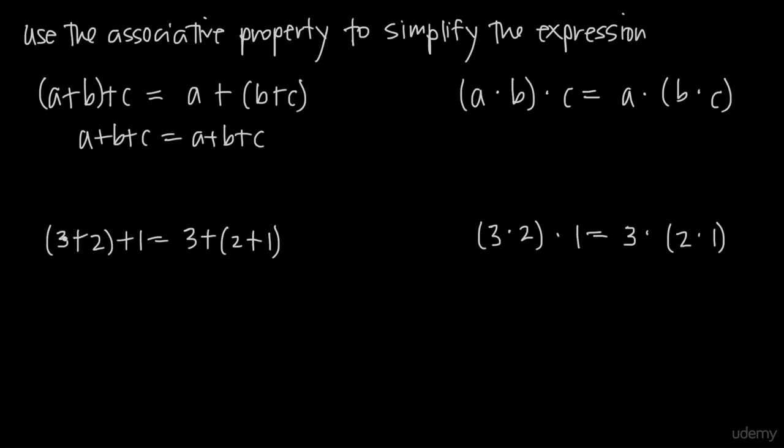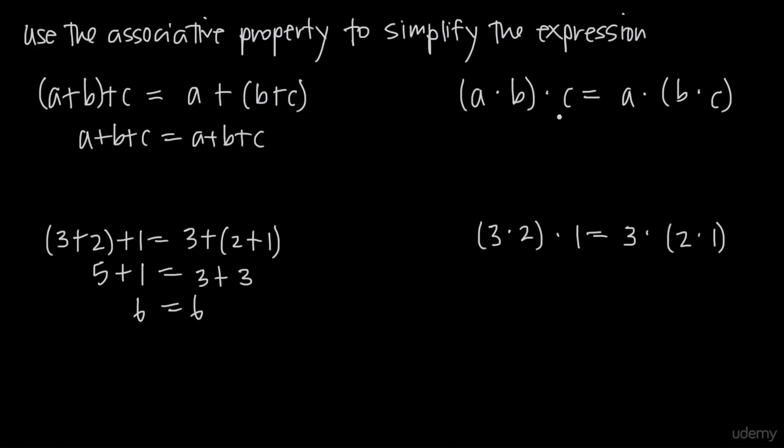Over here on the left, we get 3 plus 2 is 5, so we have 5 plus 1. Over here on the right hand side, we have 3 plus, and then inside the parentheses, we have 3. No matter how we do it, you can see that we're going to get 6 on the left and 6 on the right. So no matter how we grouped these terms together, we still got the same answer because the associative property tells us that the grouping doesn't matter when we're dealing with addition or multiplication.